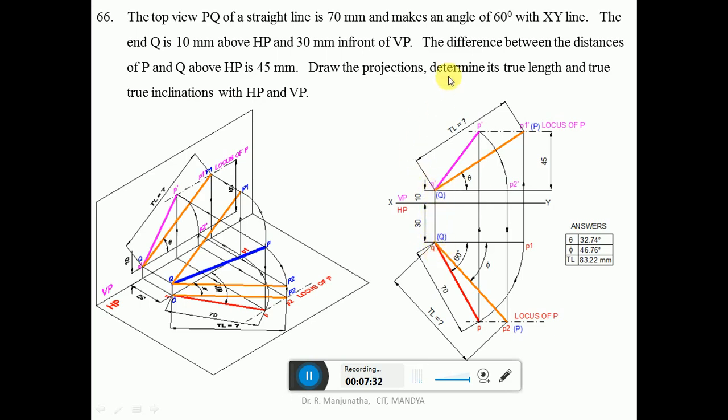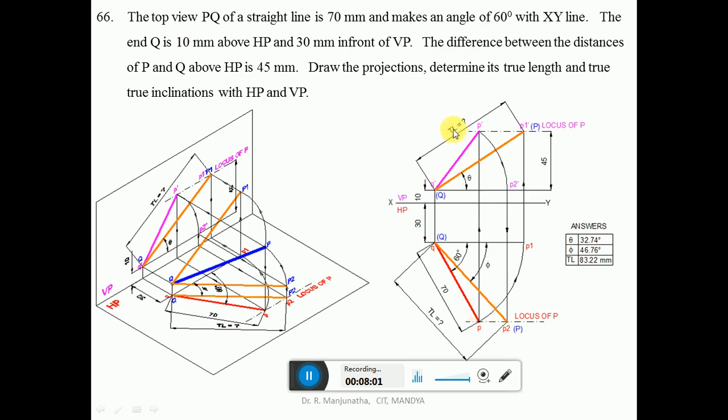Now the top view is 70 mm and makes an angle of 60 degrees with the XY line. From q, using the protractor, measure an angle of 60 degrees and draw an inclined line. Using the compass, take 70 mm with q as center and cut an arc on that 60 degree line, so that you get this point p. This will be the locus of P in the top view. So draw a dash dot line here and join q and p with a dark line.